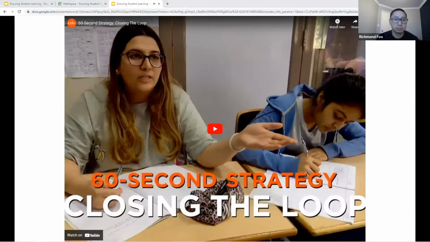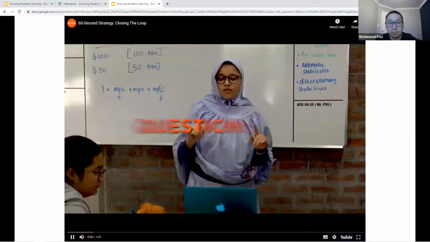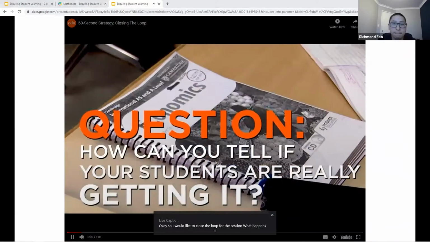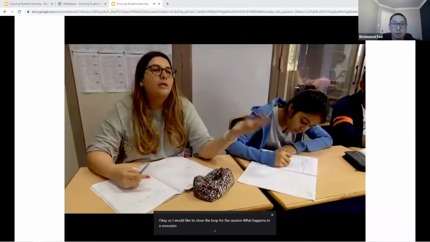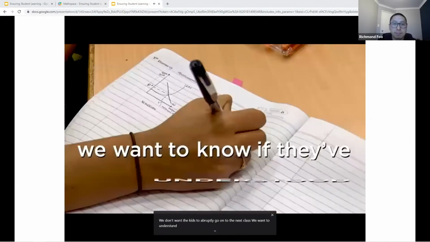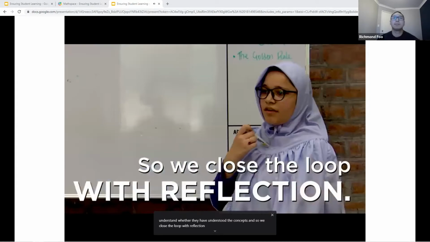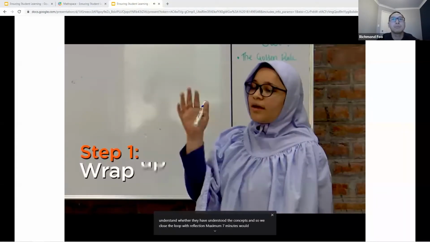Okay, so I would like to close the loop for the session. What happens in a recession, guys? Closing the loop is basically the end to the session. We don't want the kids to abruptly go on to the next class. We want to understand whether they've understood the concepts, and so we close the loop with reflection. Maximum 7 minutes would be my closing the loop time for a session.